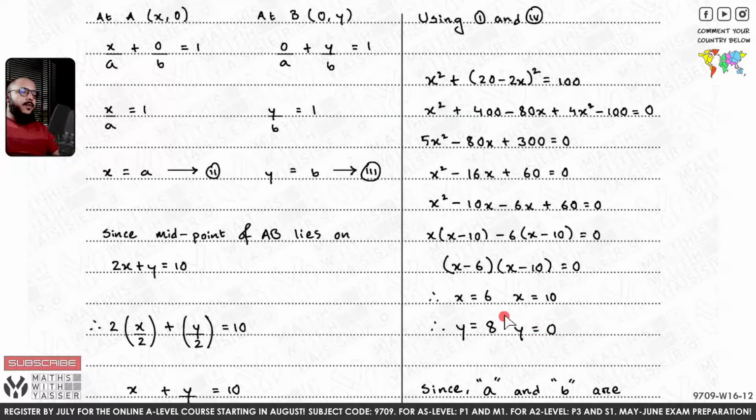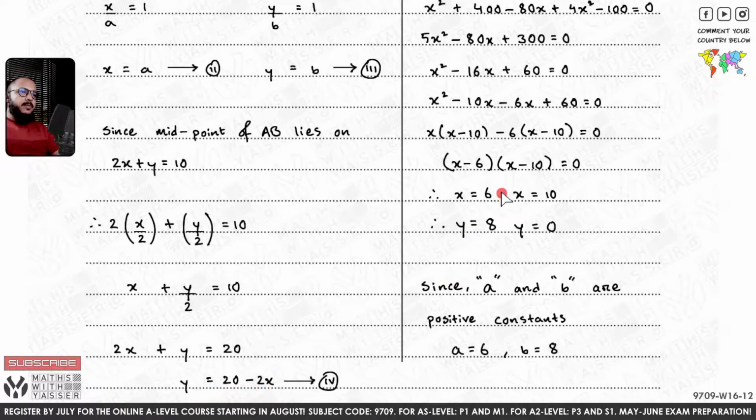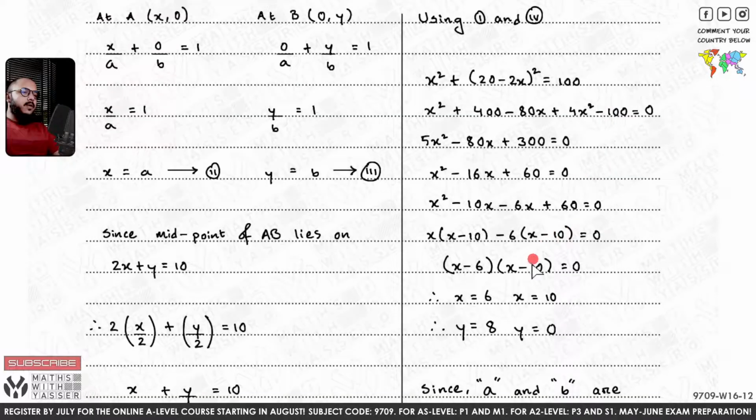This can be found if you use the formula, sorry, not this formula. The formula will be y equals 20 minus 2x. So if we substitute the value of 6 into this equation, we get y equals 20 minus 12, which is 8, and 10 times 2 is 20. So y equals 20 minus 20, which is 0. The reason why we substituted the values x equals 6 and x equals 10 into this equation is because we were considering equations 4 and 1 to figure out the values of x and y.